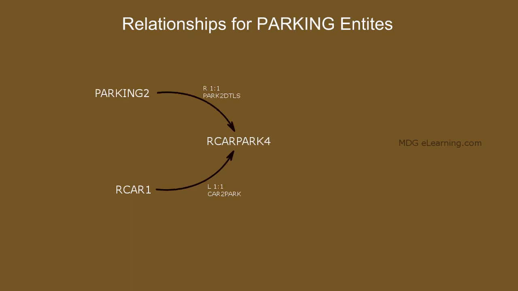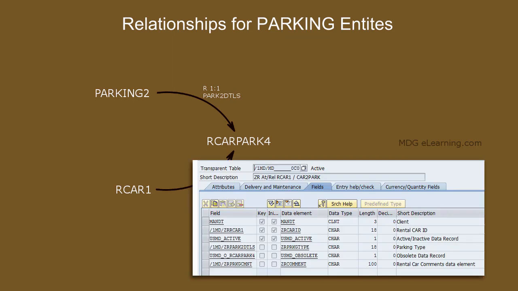Finally, we have the referencing relationship. In the rental car data model, the referencing relationship runs between parking 2, the Type 2 entity, and rental car parking 4. This is the generated table for the Type 4 entity, rental car parking 4. A column of type ZR parking type is added to the Type 4 entity as a result of the referencing relationship. But notice that the column is not a key column.